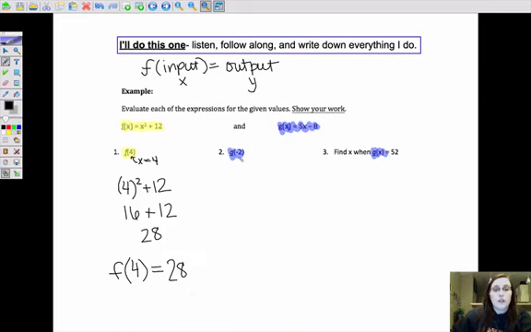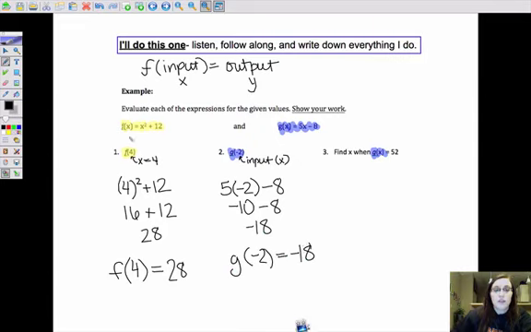Same with this one. I'm going to use an input of -2. I'm going to use this function, g of x, here. And I'm going to use an input of -2, which means -2 is an x. So I'll use 5 times -2 minus 8. That'd be -10 minus 8, which is -18. So g of -2 equals -18.